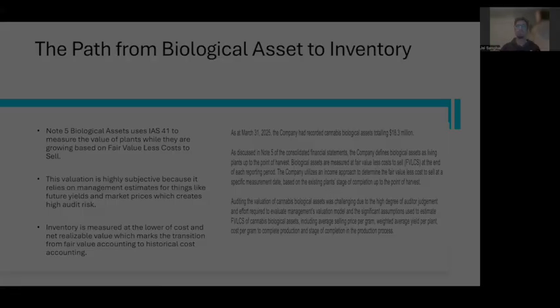The lesson here is to look at both notes to understand the full story of the financial statements and how they came to the valuation. By understanding the shift, you can see if a company is truly transparent or if they're using an accounting estimate to inflate their value.